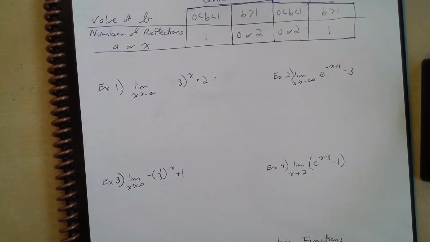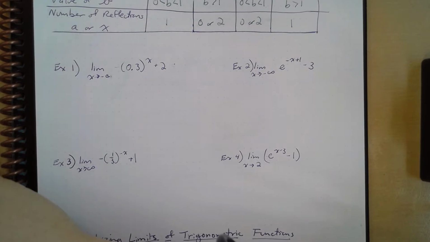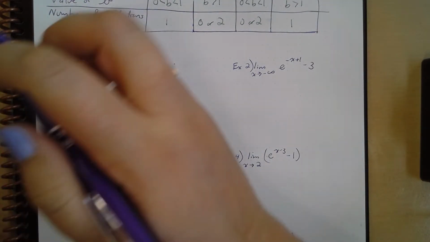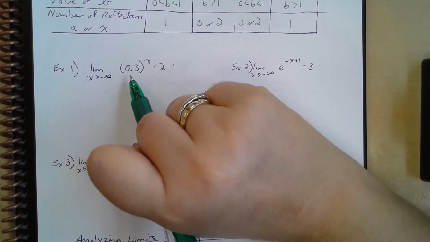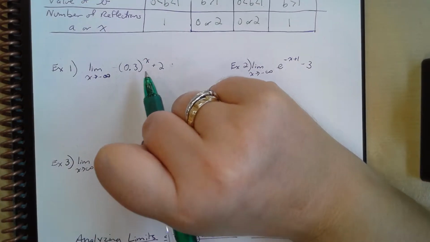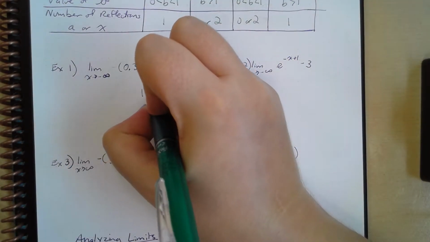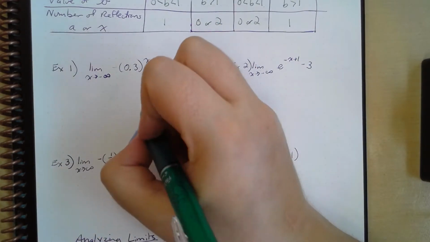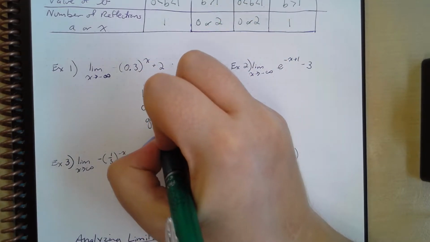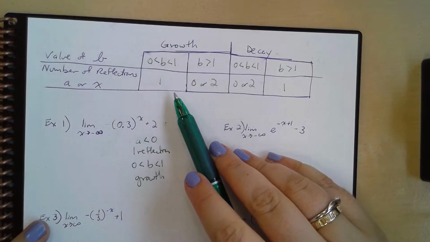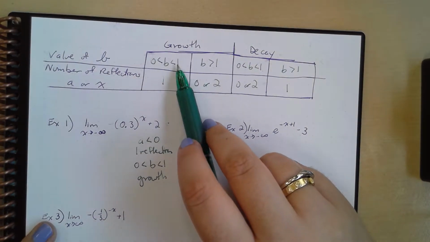So what can we do with this information? Well, let's look here. We have the limit as x goes towards negative infinity of negative 0.3 to the x plus 2. In this situation, a is less than 0, so I have 1 reflection. And here, b is between 0 and 1, so I have growth. So I can go up to my chart and see that a is less than 0, so I have 1 reflection, and b is growth. That's what's going on.